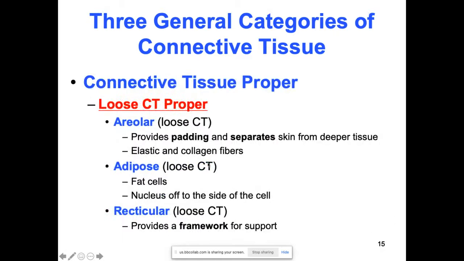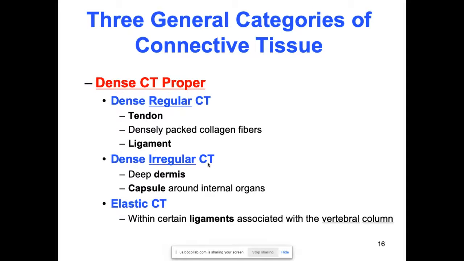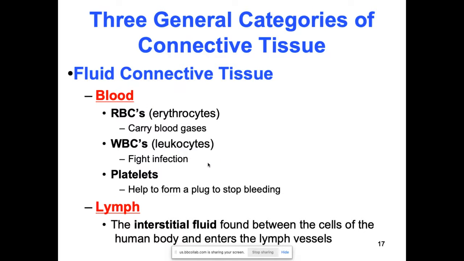Okay, so that was loose connective tissue, dense connective tissue. And we have fluid connective tissue. That's blood. And most people don't think that blood is connective tissue, but by definition, it's cells scattered around here and there with lots of matrix, extracellular matrix. It's just that the extracellular matrix of blood is called plasma. So the red blood cells are erythrocytes. They're going to carry blood gases like oxygen, carbon dioxide, and nitric oxide.